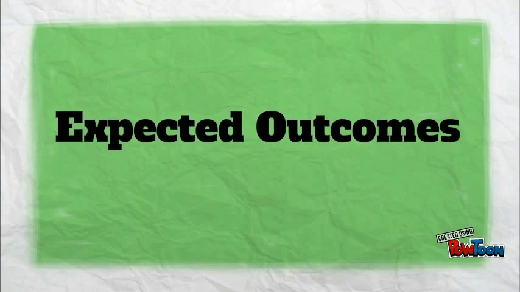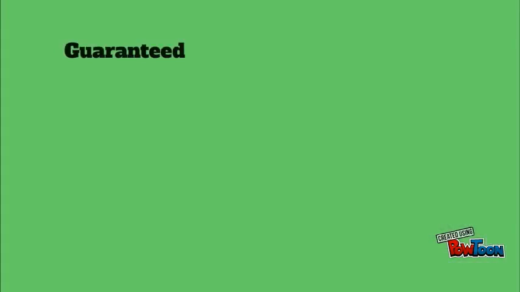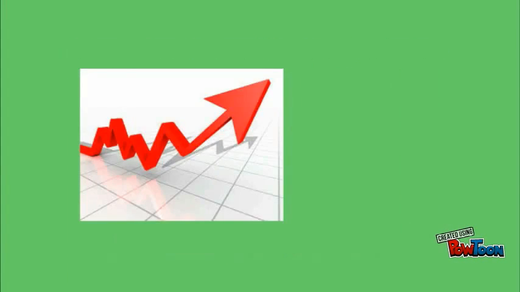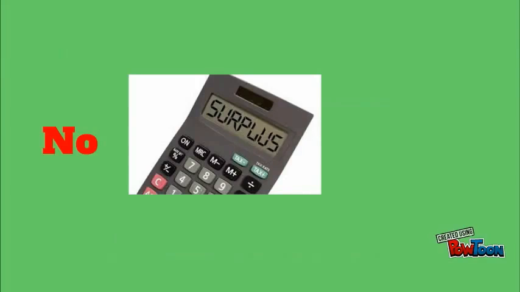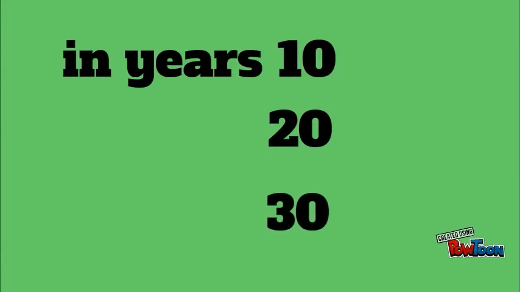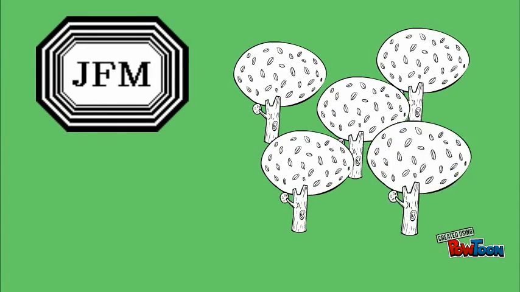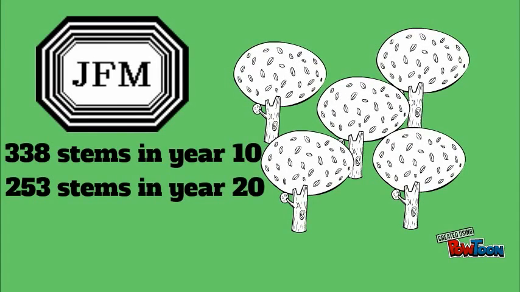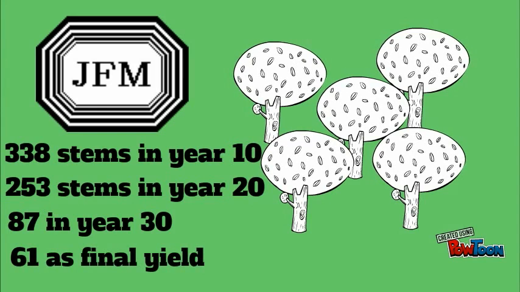The SCBA showed the following expected outcomes. There is a guaranteed flow of large-sized timber in the future. Assuming current rates of extraction continue, no surplus is available for non-JFM forests to counter thinning in years 10, 20 and 30. In contrast, JFM forests produce a thinning yield of 338 stems in year 10, 253 stems in year 20, 87 in year 30, and 61 as final yield.